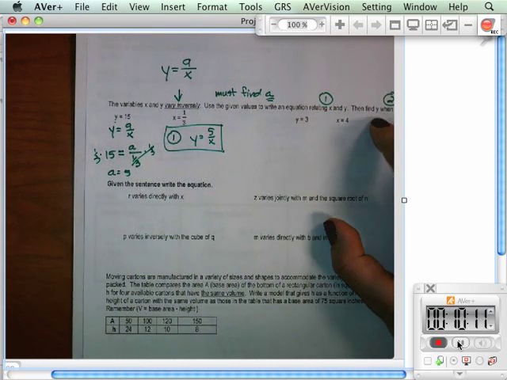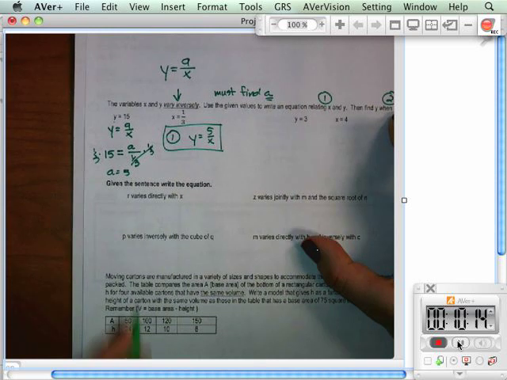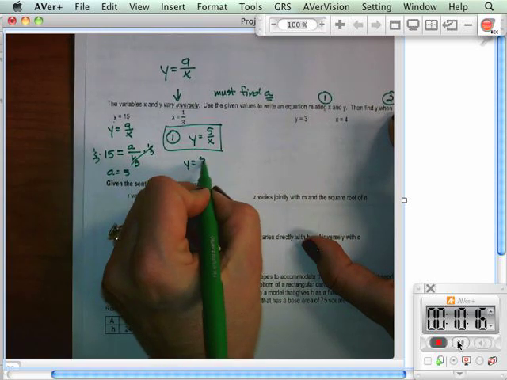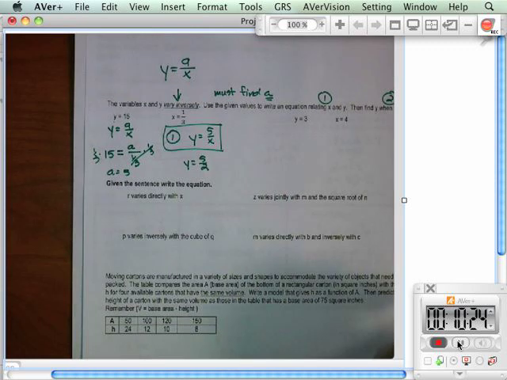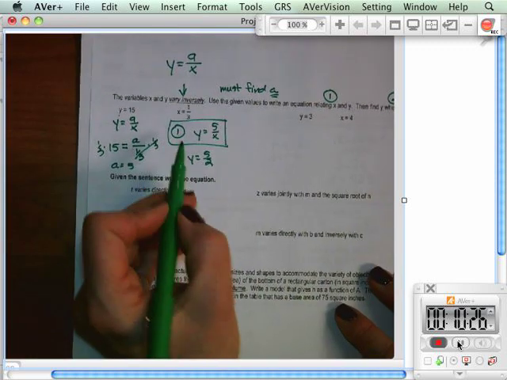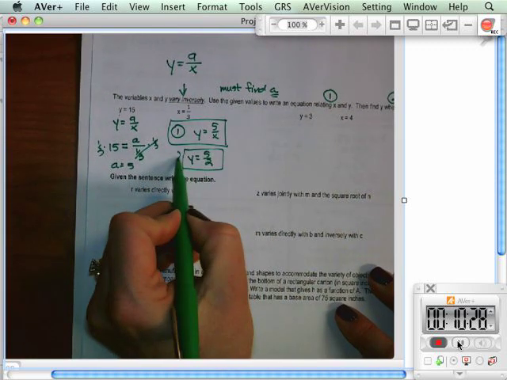Step 2 says find y when x is 2. So y equals 5 over 2. Basically, there's not much more I could do. I could divide it if I wanted to, but I'm just going to leave it like that. So that's part 2.